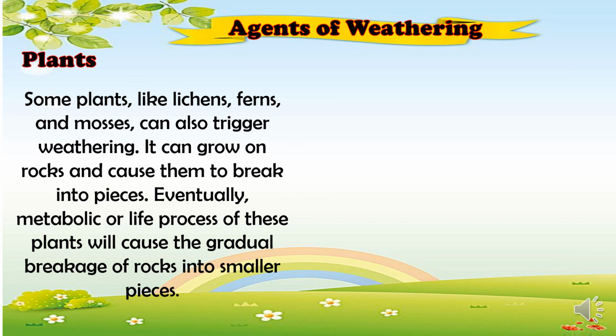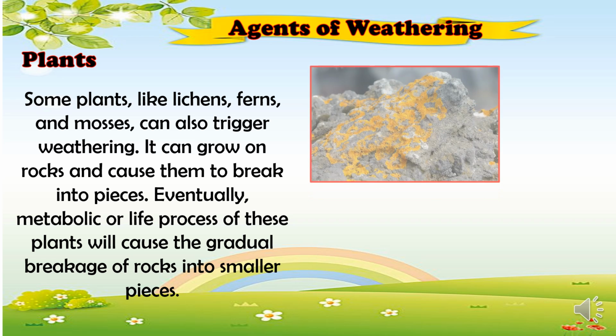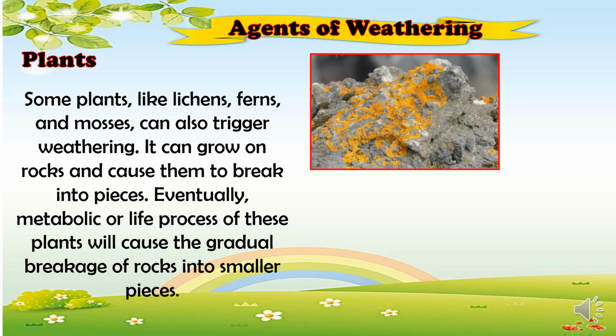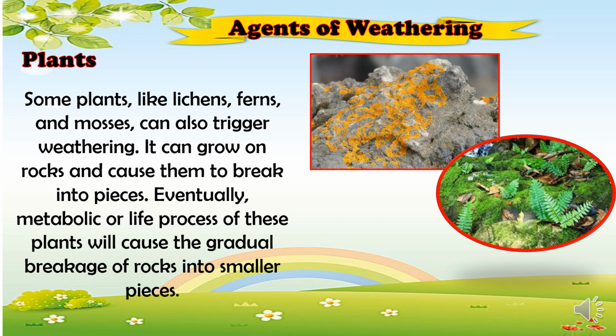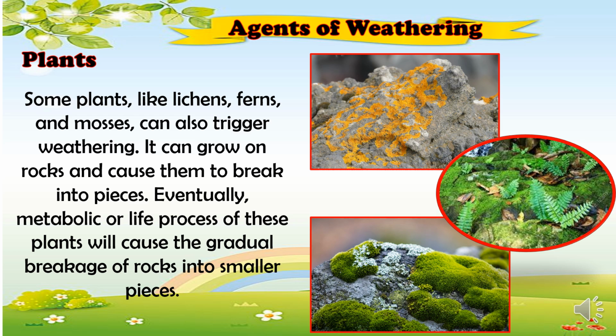Another agent is plants. Some plants like lichens, ferns, and mosses can also trigger weathering. They can grow on rocks and cause them to break into pieces. Eventually, the metabolic or life process of these plants will cause the gradual breakage of rocks into smaller pieces.